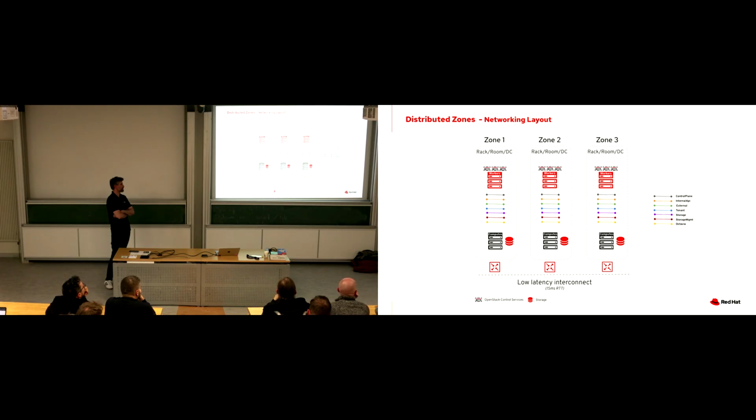And now if I go back to the distributed zone architecture, which is our topic, you see for each zone we have a dedicated subnet for each network, right? So for example, for the control plane, we have a subnet related to the control plane for each zone or availability zone. This way we gain in segregation, in performance and security.